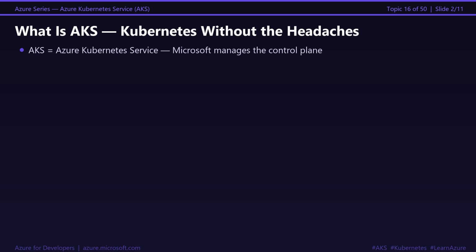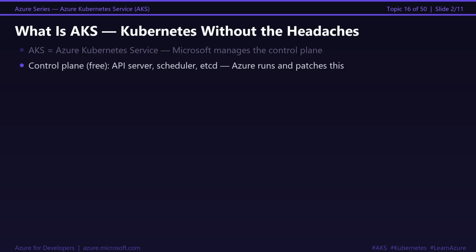Here's where it gets interesting. Running Kubernetes yourself means managing 2 layers, the control plane and the worker nodes. The control plane is the brain. It schedules containers, tracks cluster state, and handles all the orchestration logic. Running it reliably is genuinely complex.